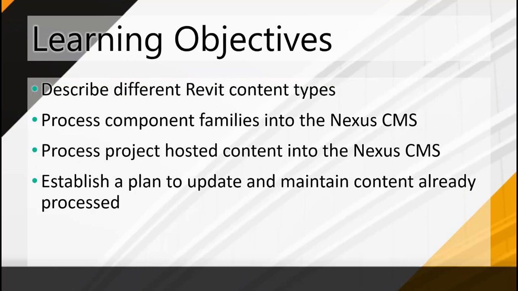We're going to go through a few specific objectives here. We're going to talk about the different types of Revit content that are available. We're going to look at processing component families, that is RFAs, into the Nexus CMS. We're also going to take a look at processing project-hosted content, system families, and views into the Nexus CMS. And then we're going to talk about how you can plan in the future to update and maintain your content that you've already processed, and some things you might want to consider about that.